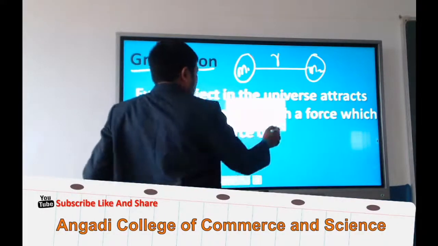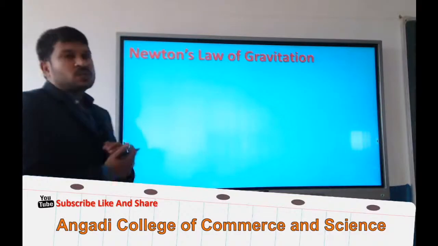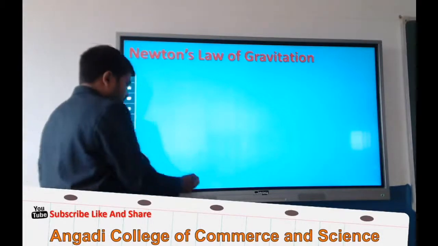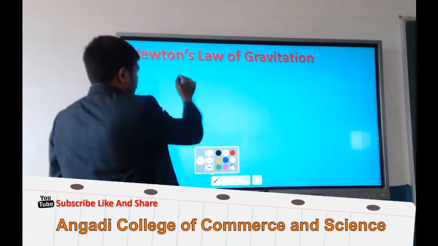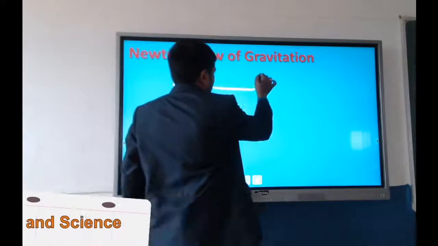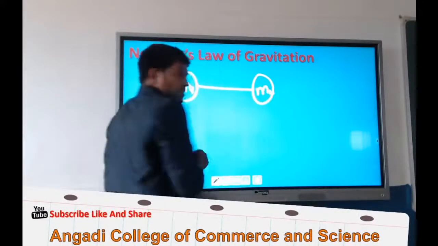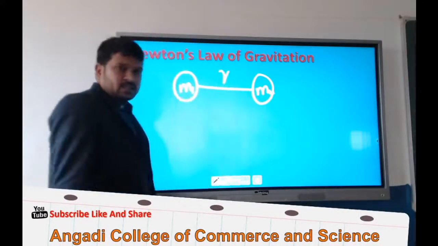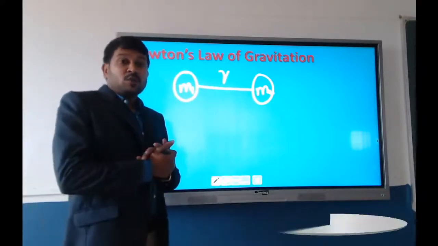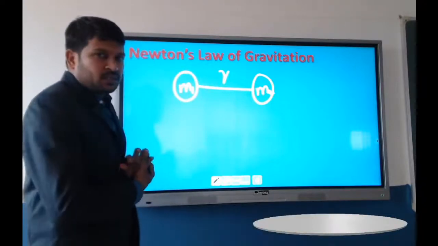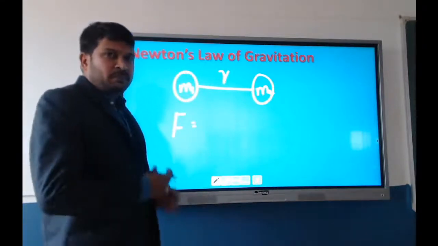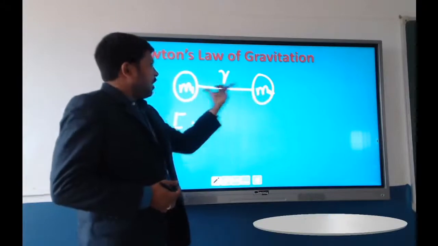Here, a very important law is defined: Newton's law of gravitation. What is Newton's law of gravitation? Same concept. There are two masses, M1 and M2, separated by distance r. In between these two only a force of attraction is present. That is why the force is denoted by F.